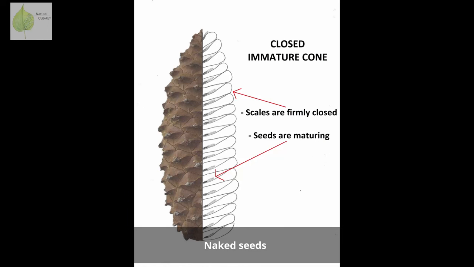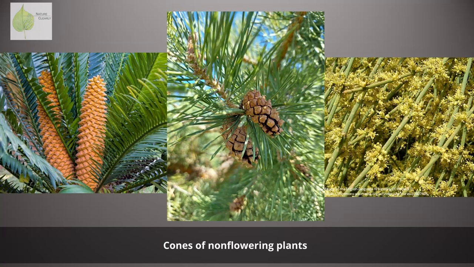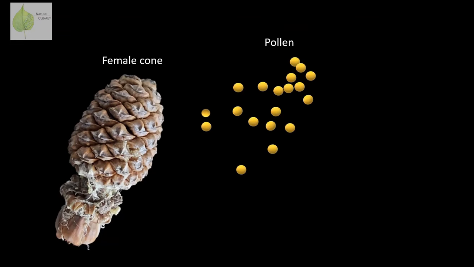Gymnosperms have naked seeds, which means that their ovules are partially exposed during development, often inside a cone. Look at this cycad, this pine tree, and this ephedra. They all have cone structures. If you want to know more about gymnosperm life cycle, I made a video about pine reproduction, which you can see right here.